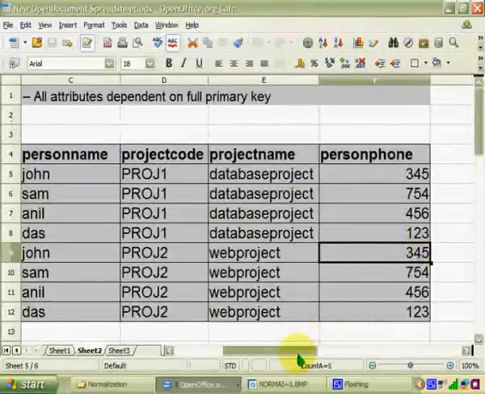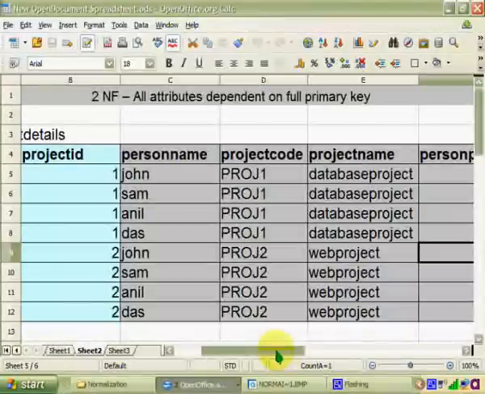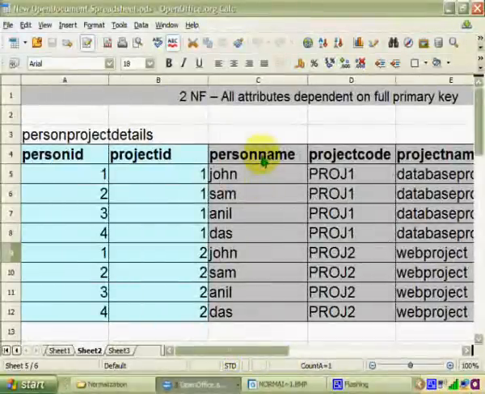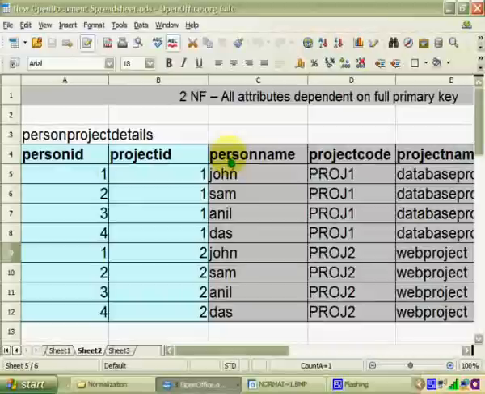Similarly, with the project code. The real problem we can see is that person name is not dependent on the relationship. Person name is dependent only on the person ID. It is not dependent on the project ID. Irrespective of the project ID, the person will have the same name. So here we have all attributes dependent on the full primary key, but here we have the violation. This person name is dependent only on part of the primary key, which is person ID. Similarly, we have project code dependent only on part of the primary key, that is project ID.